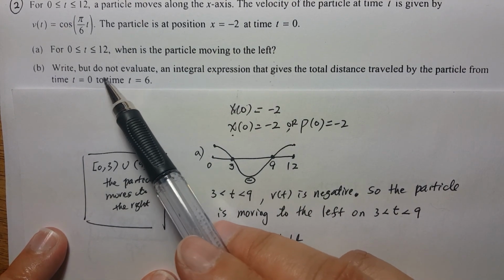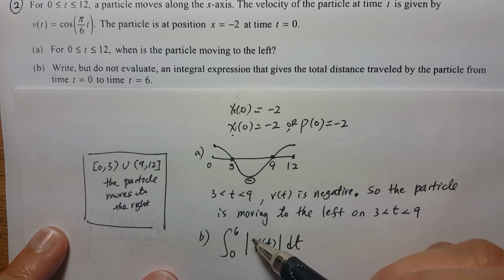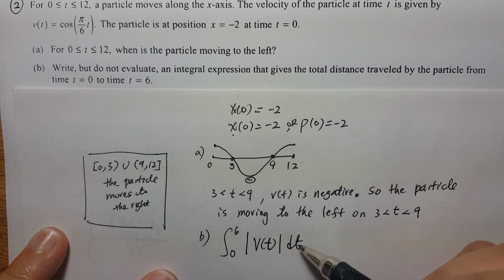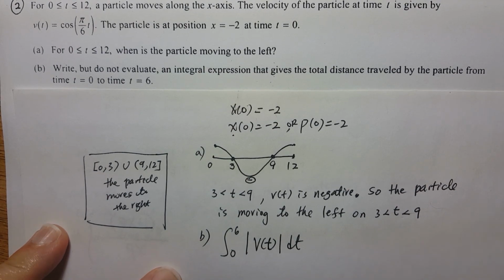Of course, if they ask you to find the answer, all you have to do is type it in the calculator. Then you will get the answer. You do the integral from 0 to 6, and then you put the absolute value of y1 dx. Then you get your answer. Now let's go to part C.